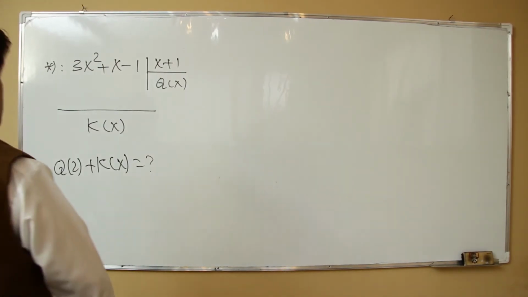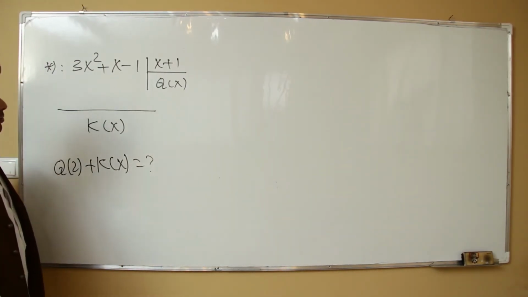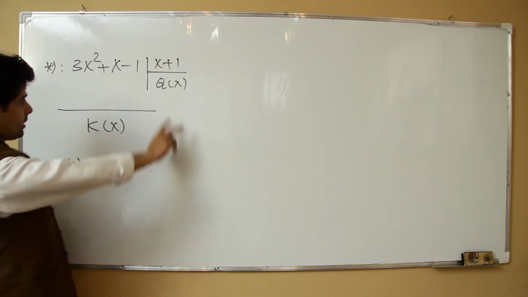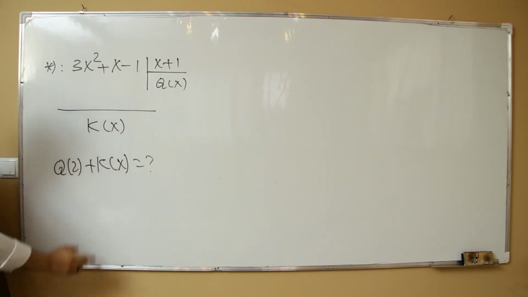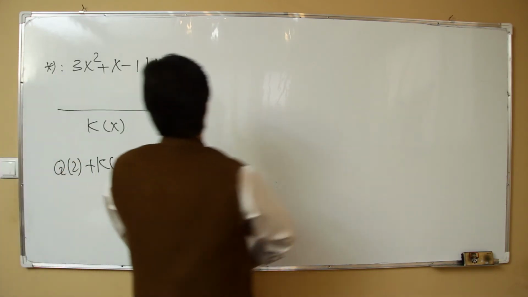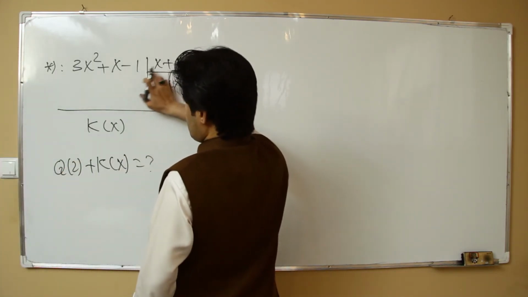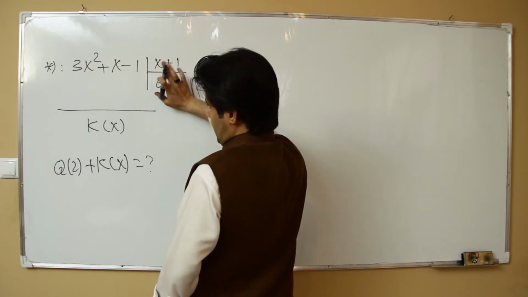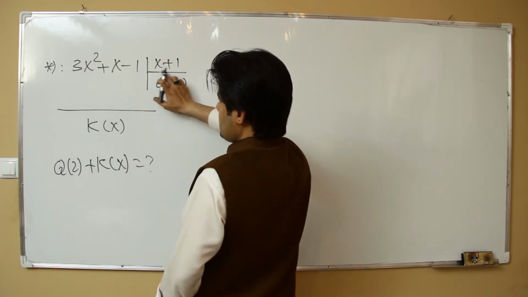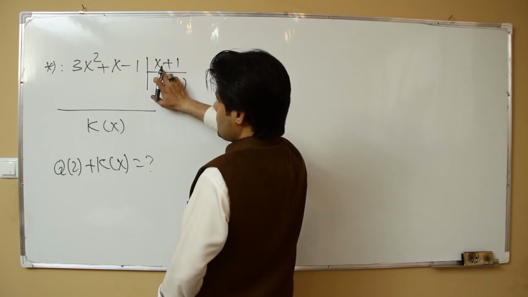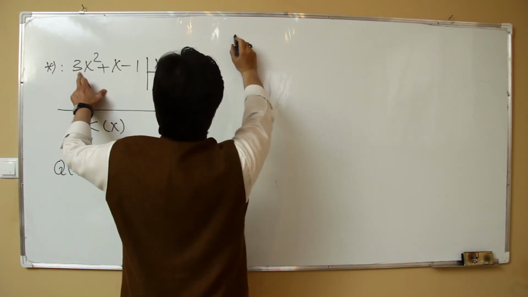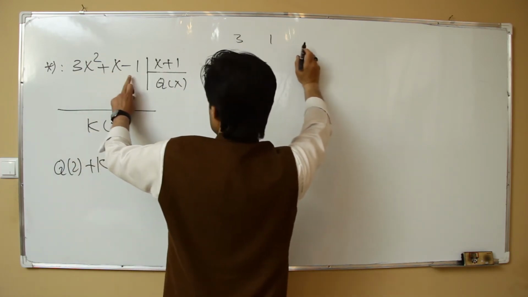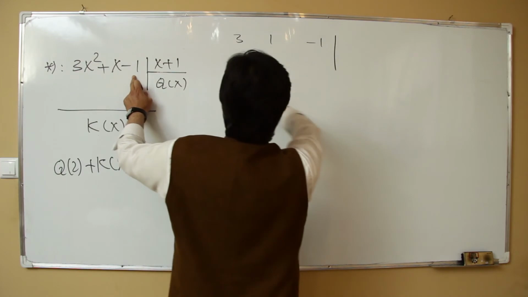We have a very simple question. 3x squared plus x minus 1 divided by x plus 1. The quotient is q(x) and the remainder is k(x). Then find q(2) plus k(x). First we have to find what is q(x). Can we use the synthetic method or Horner method here? Yes, we can. Why? Because the divisor is in which form? X plus or minus a. So try to put the coefficients 3, then 1, then minus 1.